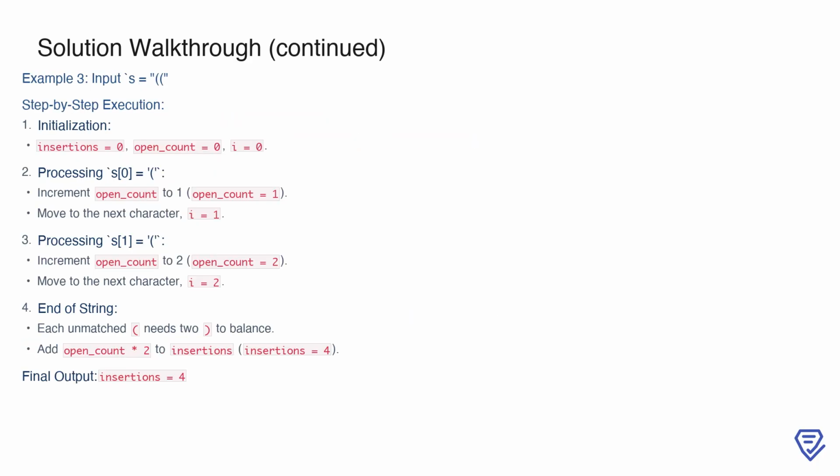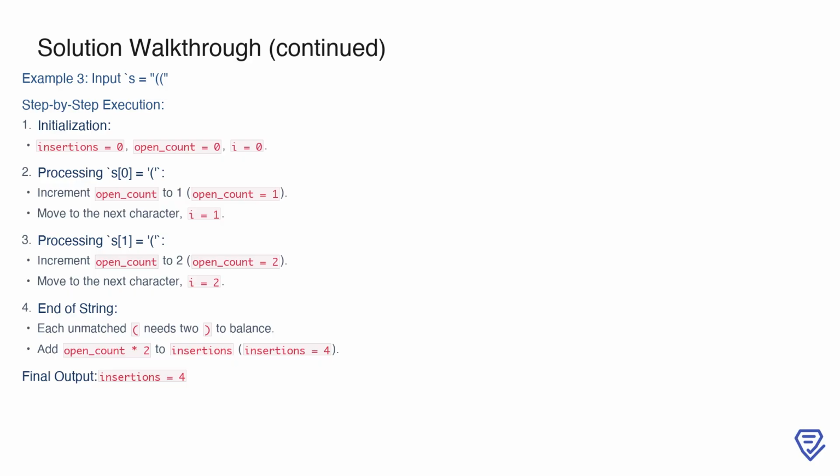In this final example, the input string is S equals. As always, we begin by initializing insertions, open_count, and I to 0. At S0, we encounter an opening parenthesis, so we increment open_count by 1, indicating 1 unmatched opening parenthesis. We then move to S1, which is another opening parenthesis. Incrementing open_count again, we now have 2 unmatched opening parentheses.